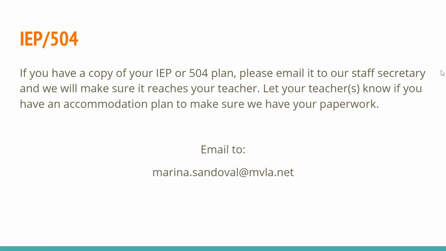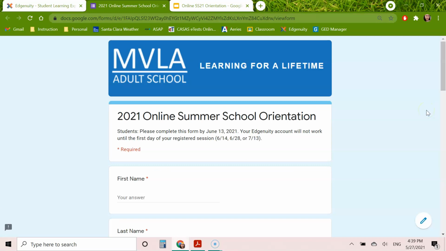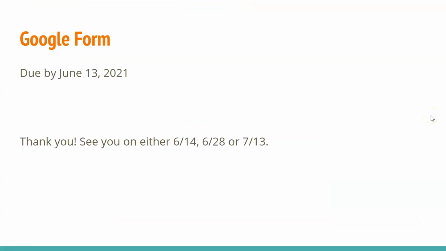If you have not done so, please send any copy of an IEP or 504 plan to our staff secretary. She will make sure your teachers receive a copy. Your next step is to fill out the Google form to confirm that you have completed all the steps of the online orientation. Please complete the orientation Google form by June 13th.